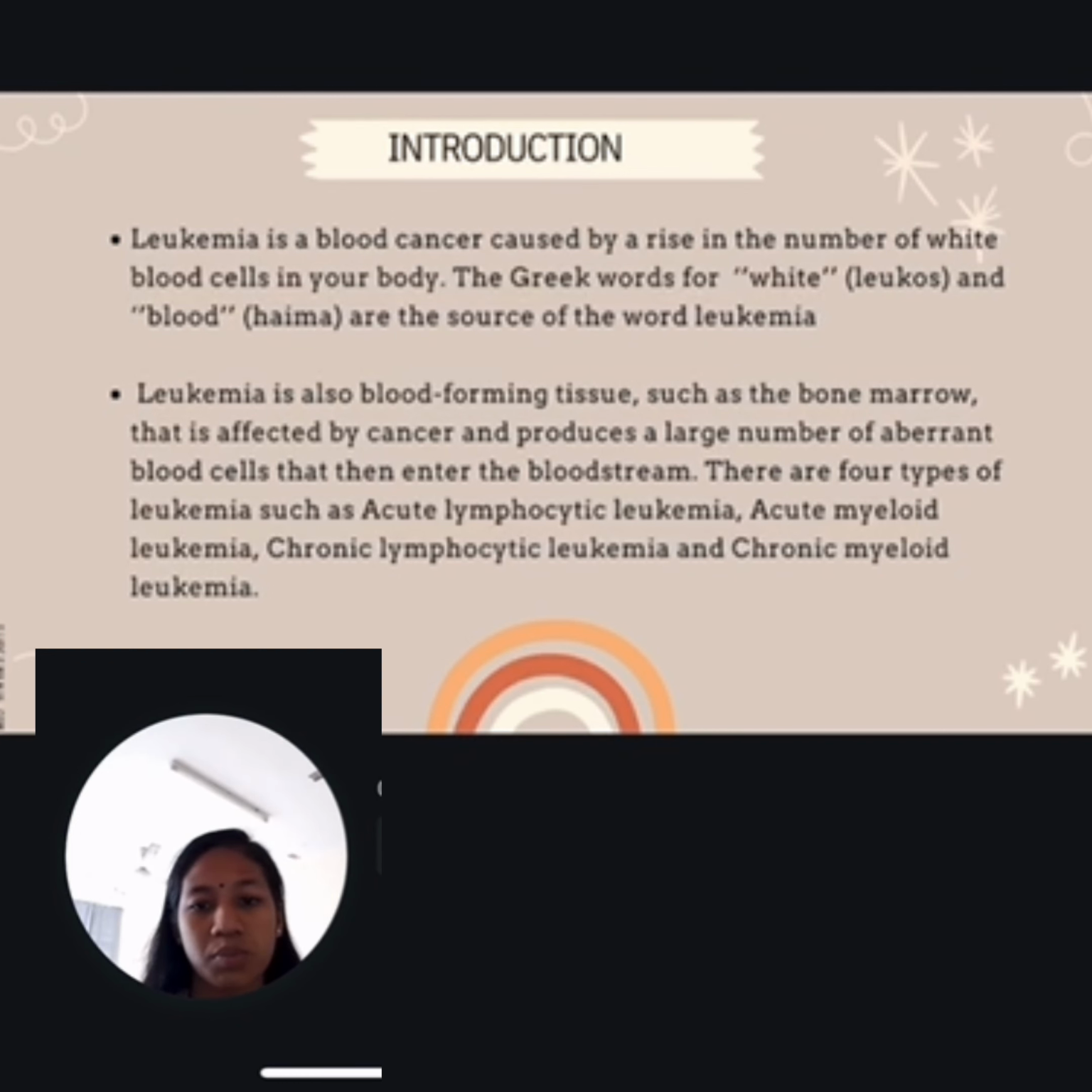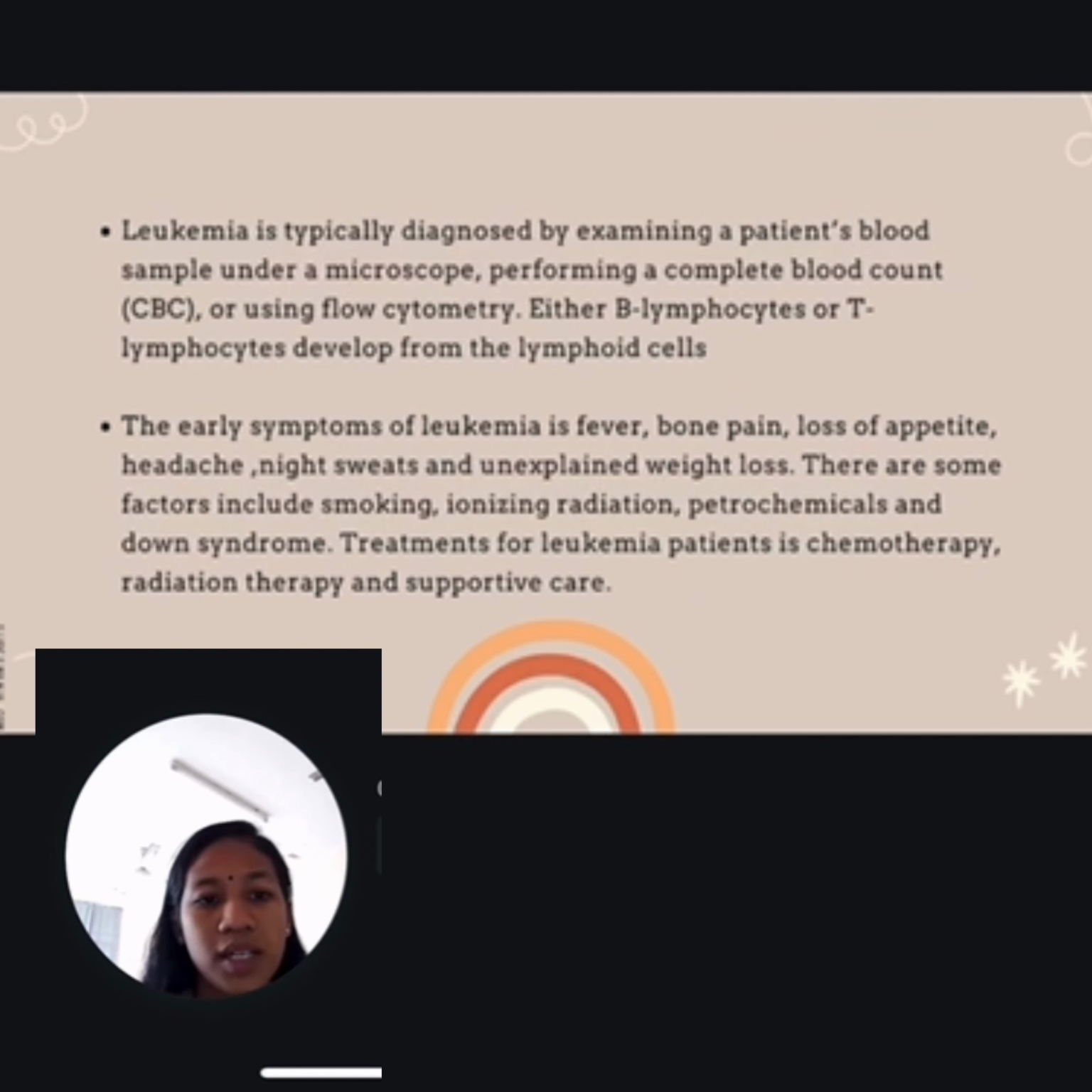There are 4 types of leukemia: acute lymphocytic leukemia, acute myeloid leukemia, chronic lymphocytic leukemia, and chronic myeloid leukemia. Leukemia is typically diagnosed by examining a patient's blood sample under a microscope, performing a complete blood count (CBC) or using flow cytometry. Either B lymphocyte or T lymphocyte develop from the lymphoid cells.